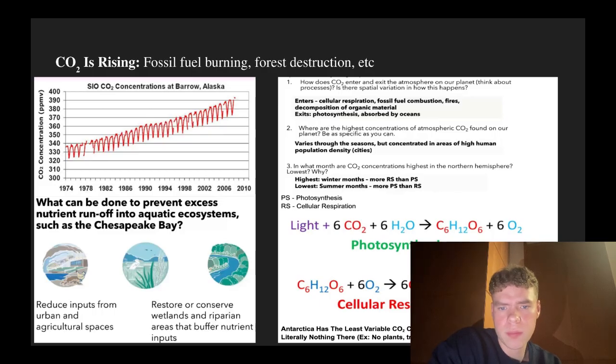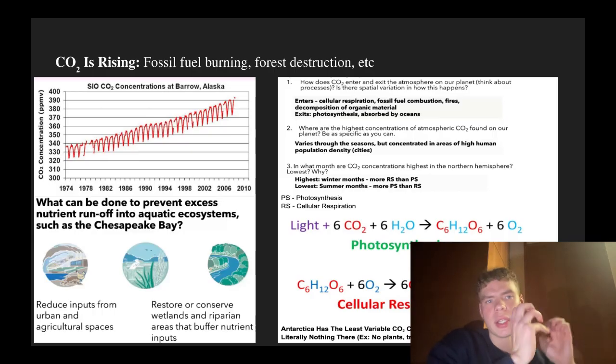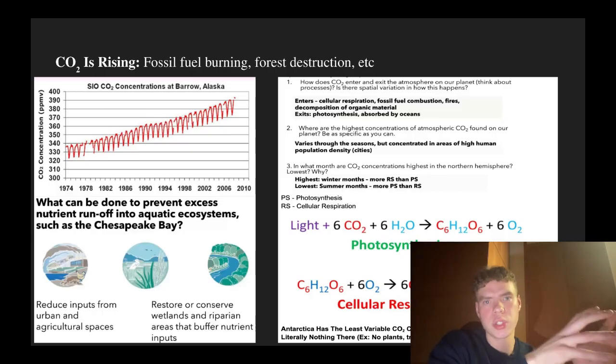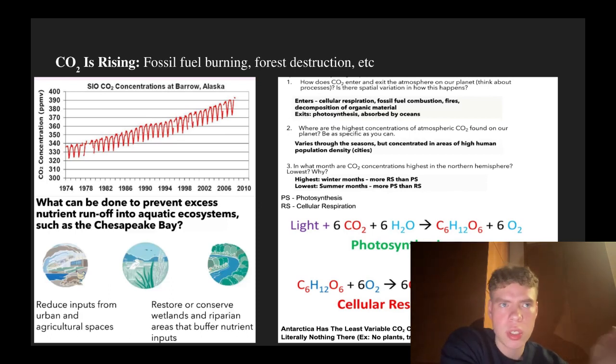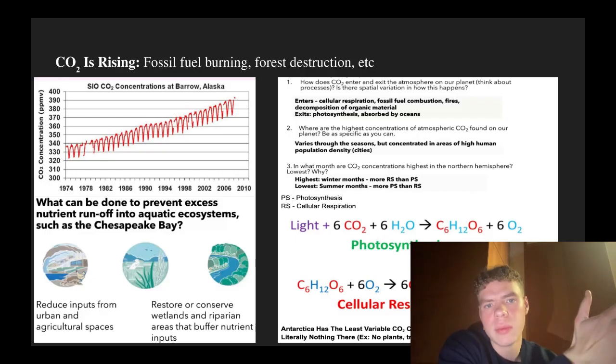And where are the highest concentrations of CO2 found on our planet? Oh yeah, that would be in a lot of cities, like Hong Kong, New York. That has a very, very high concentration of CO2, obviously, because there's a lot of people there, a lot of infrastructure, a lot of factories. So if you get a question of where would be an area of high CO2 concentration, it would be a big city, a lot of people, highly populated area.